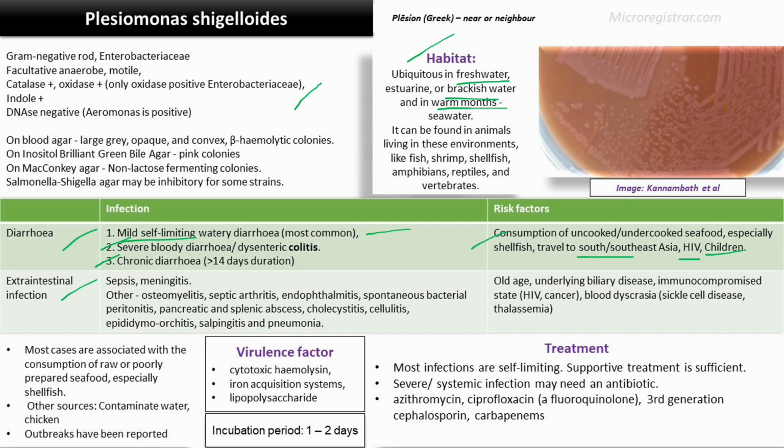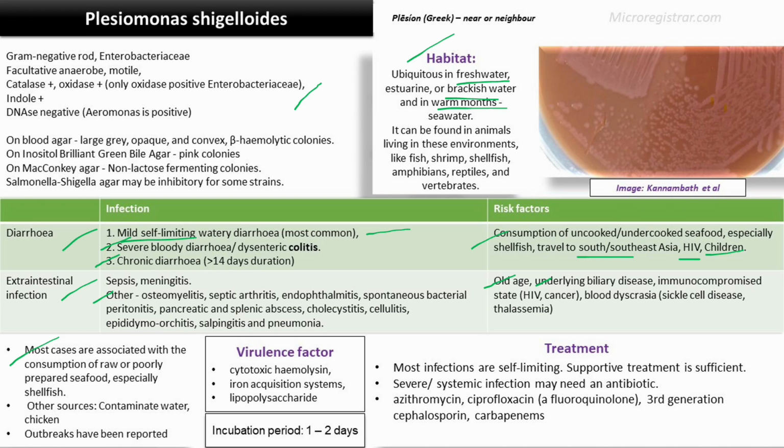Extraintestinal infection is the same as with Aeromonas. They may cause sepsis and meningitis and other types of inflammation in several areas of our body. The risk factors for extraintestinal infection are old age, underlying biliary disease or liver disease, immunocompromise, blood dyscrasia, and other types of hematological disease such as sickle cell disease and thalassemia. These are all blood disorders. Most cases are associated with the consumption, again, of raw or poorly prepared seafood.